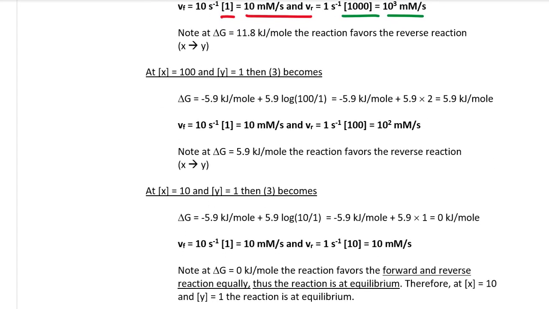Now, when we are at x equals 100 and y equals 1, the rate of the forward reaction becomes the following when we plug in y. And the rate of the reverse reaction becomes the following when we plug in x. Now, the delta G is 5.9 kilojoules per mole. Before it was 11.8, now it's 5.9 kilojoules per mole, so we're getting closer to equilibrium.